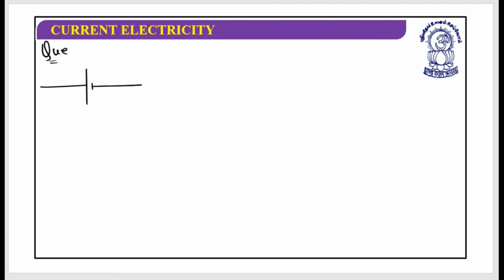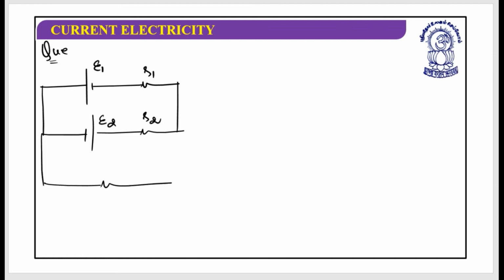Let's suppose this is E1, this is R1, this is E2, this is R2, and this is R, and they say find E equivalent. So look at this. Here the positive terminal of the first battery has been connected with the negative, and the negative terminal of the first battery has been connected with the positive terminal. So while calculating E equivalent, I need to put a minus sign.